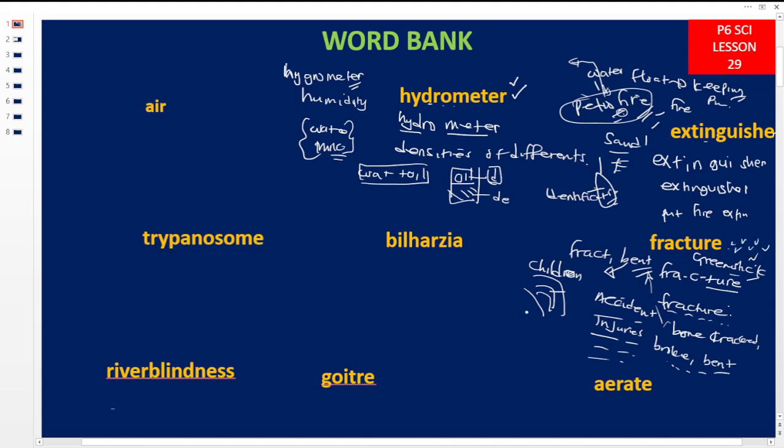Then other kinds of fractures, we have the open fracture. This is when the bone breaks and comes out of the skin. Then the closed fracture, when the bone breaks and remains inside the skin. Then you have the comminuted fracture.